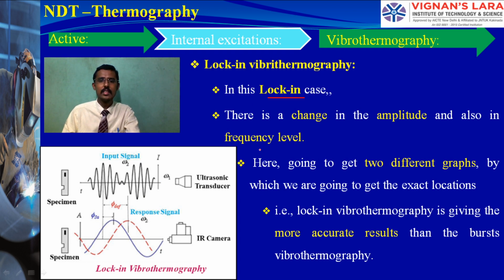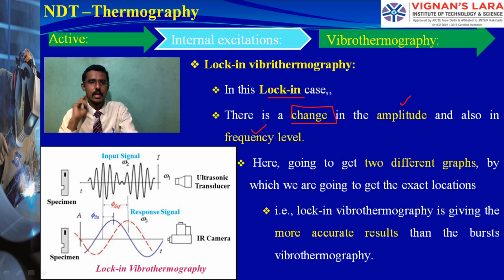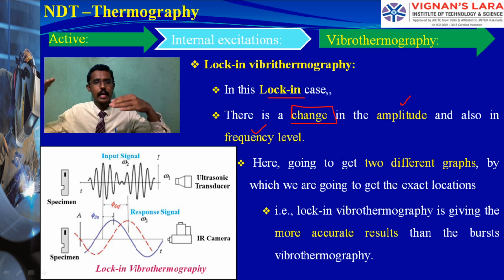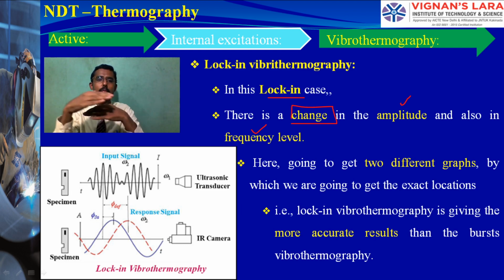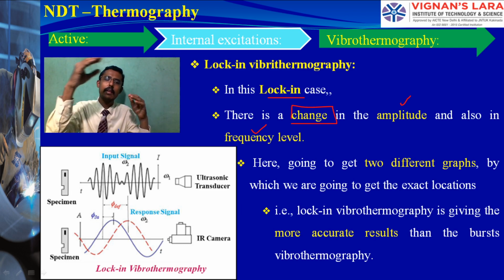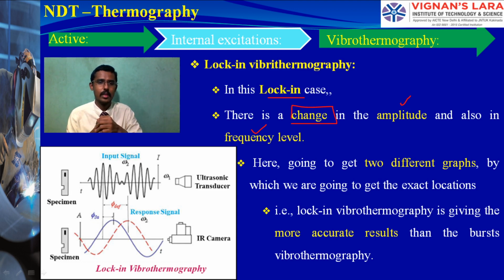In this case, we are changing the amplitude and changing the frequency. Here we are going to get two different graphs: at a uniform amplitude one graph, and when we change the amplitude to a low level or a high level, we get multiple graphs. So in any one graph we will get some defects.